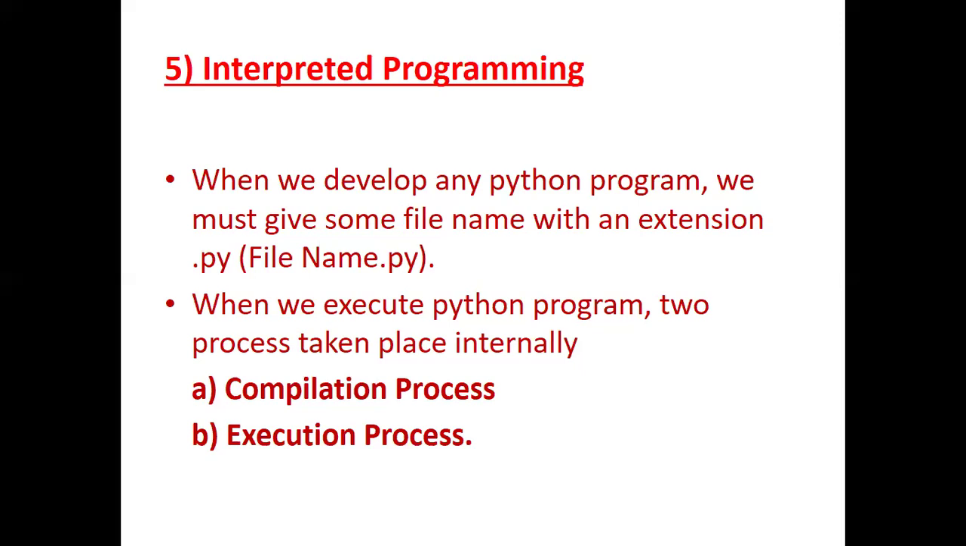Now, the fifth feature is interpreted programming language. As I've told you, whenever we develop any Python program, we need to give the file name and save it with the .py extension. Whenever we execute a Python program, two processes take place internally. What are those processes? First is the compilation process and second is the execution process.